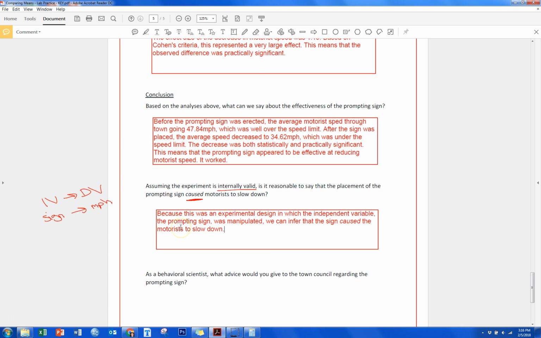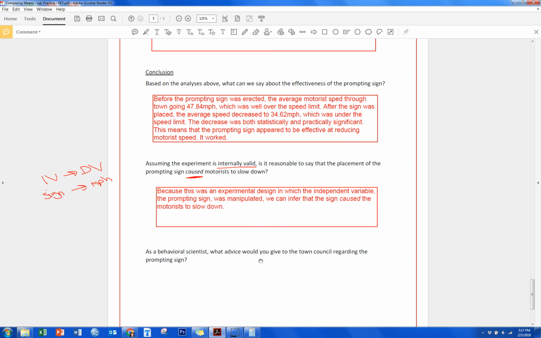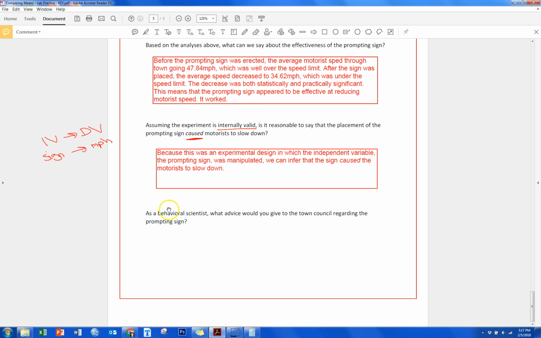If this had been a correlational study, we could not use that word, right? If I found a town that had a sign, a town that didn't have a sign, and compared them, I could talk about it. I could determine whether or not it's sort of consistent with that idea, but I couldn't use the word cause. I couldn't use the word effect. But here, we manipulated the independent variable. This is an experiment. Therefore, yes, we can infer that the sign caused the motorist to slow down. The causal inference is justified.